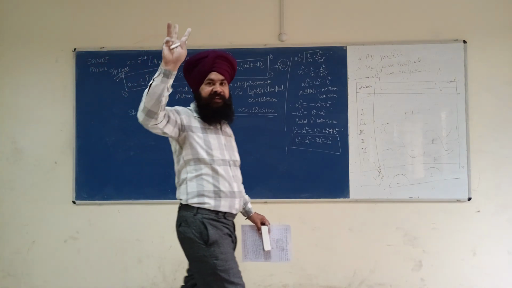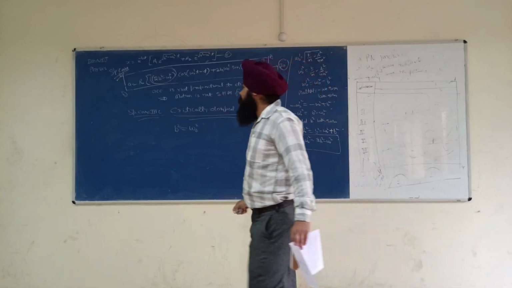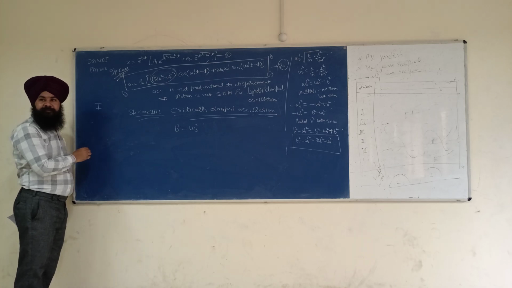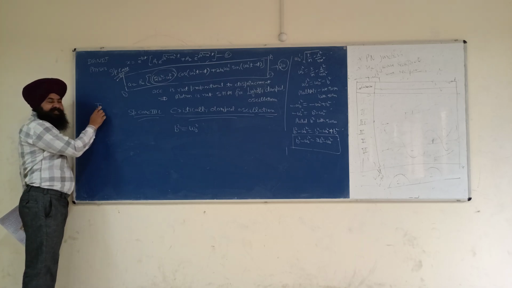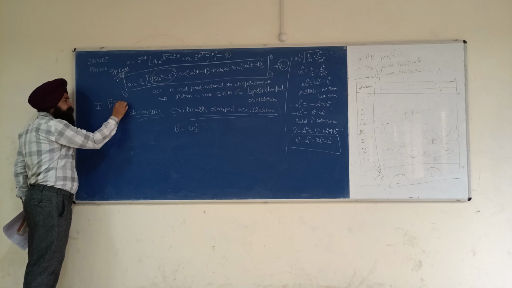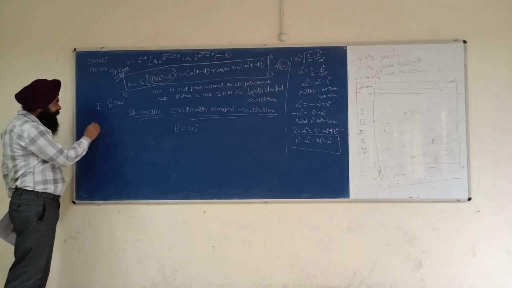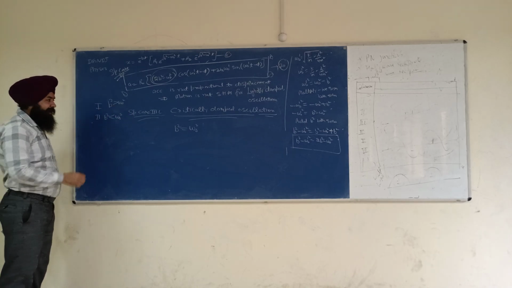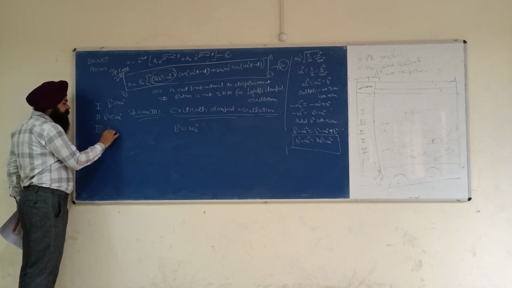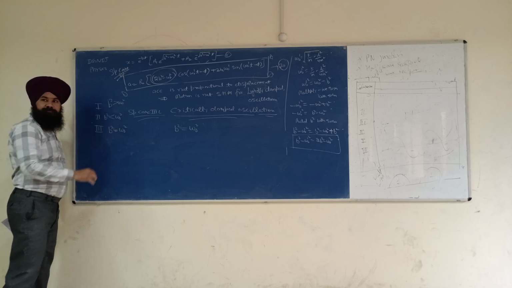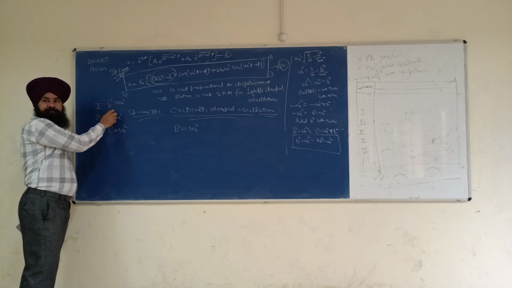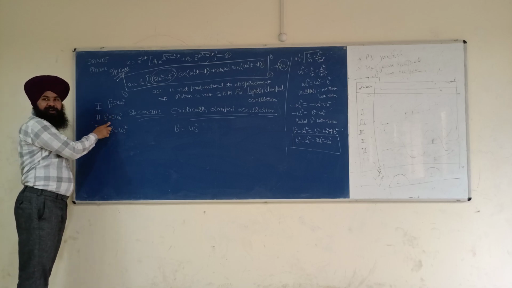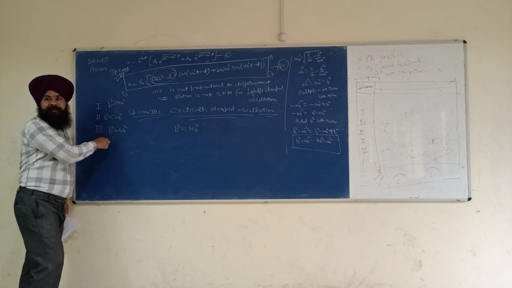See, we have discussed the three cases. In the first case, we discussed when b square is greater than omega naught square. In the second case, we discussed when b square is less than omega naught square. And the last but not least, we are discussing when b square is equal to omega naught square. What is this called? Heavily damped. This is called heavily damped. This is called lightly damped. This is called critically damped.